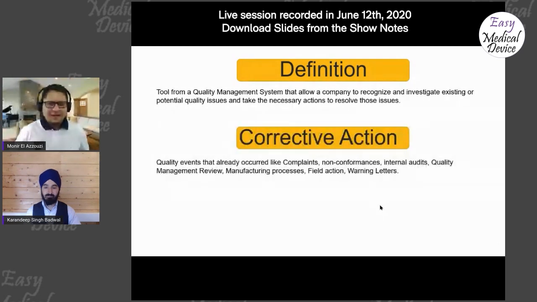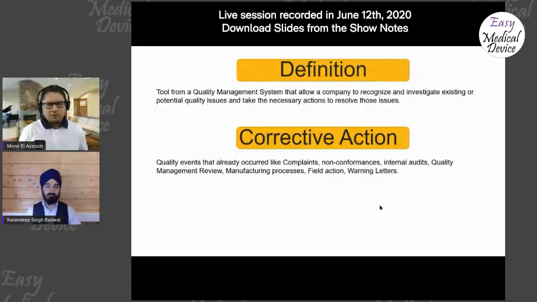Corrective action is mainly an action or an event that occurred. It's something that happened. It's not something that we think will happen. No, it's something that happened. It's like a non-conformance, an internal audit that happened with some issues, or a quality management review where there were some topics or issues. This is an event that happened.